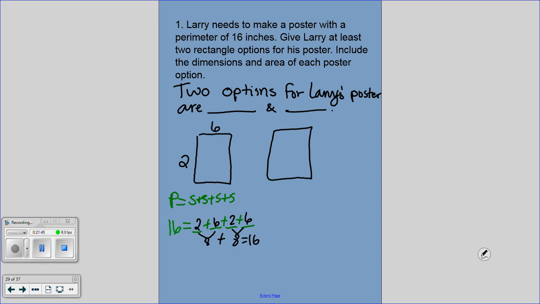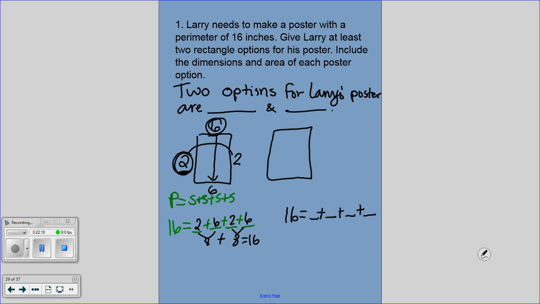All right, let's see if we can come up with another one. 16 is going to equal something plus something plus something plus something. Now notice Tysier chose 2 dimensions because he knows if my 2 is over here, my 2 also has to be over here. And if my 6 is up here, it also has to be down here. So I'm not picking 4 random numbers. I'm really picking 2 pairs of numbers.